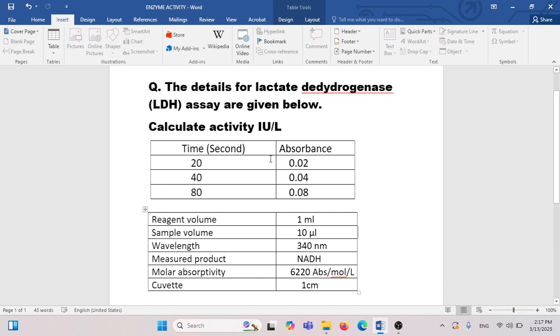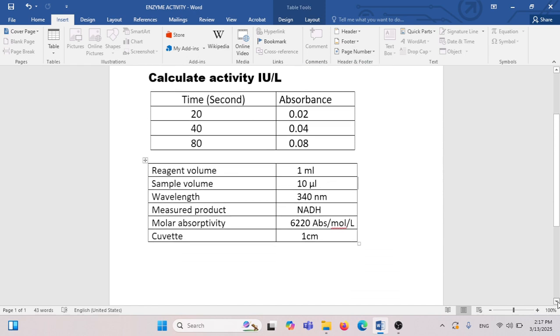Here we can see the change in absorbance of LDH is given at 20 seconds, 40 seconds, and 80 seconds. The reagent volume is given, the sample volume is given, the wavelength is there, the measured product is NADH, and the molar absorptivity of NADH is given in absorbance per mole per liter. The length of the cuvette, or diameter of the cuvette, is given, 1 centimeter. So we have to calculate the activity of the enzyme. Let's solve it.